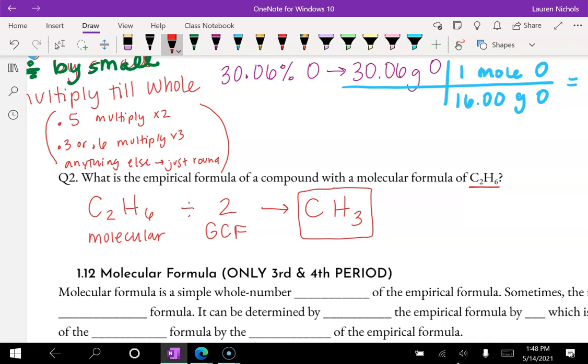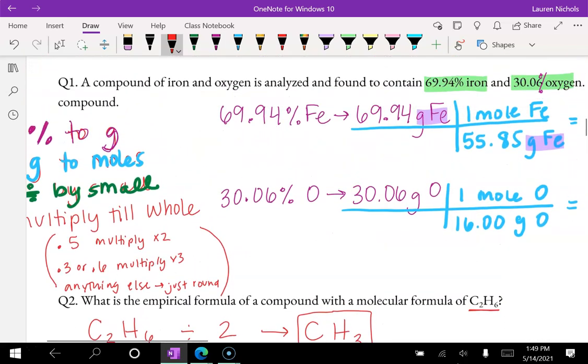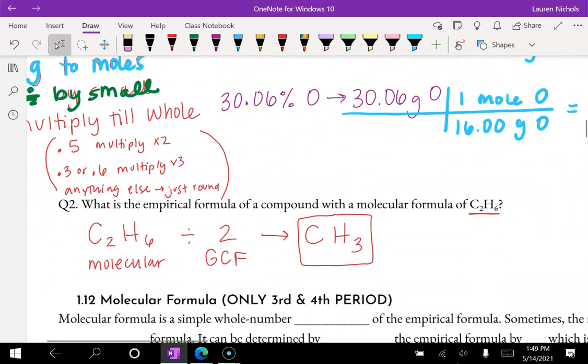So obviously it's a little bit easier to find your empirical formula if they give you your molecular formula. And there was a question similar to that on your performance final. But you need to be prepared for both types on your final exam.